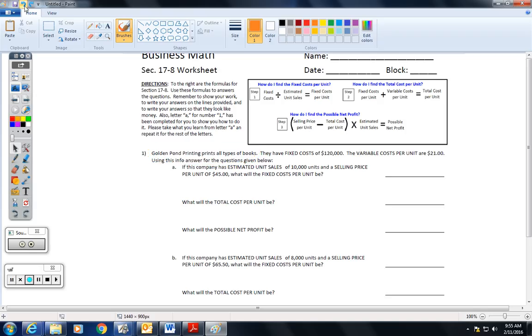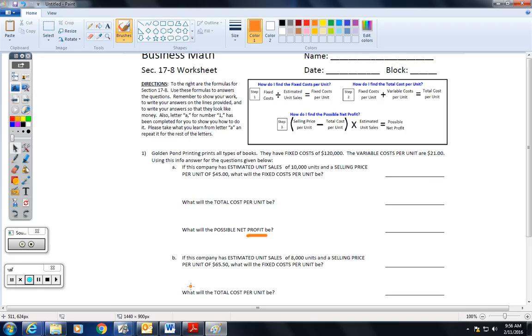A company like Golden Pond Printing has to decide, hey, how many books are we going to make? And will we be making the right amount of books? Because sometimes companies can make too many of an item, perhaps too many books in this case, or sometimes they might print too few books. And let's be honest, here in America, companies are all about making money, also known as making a profit. That's what they're all about.